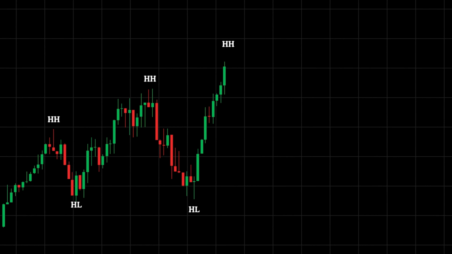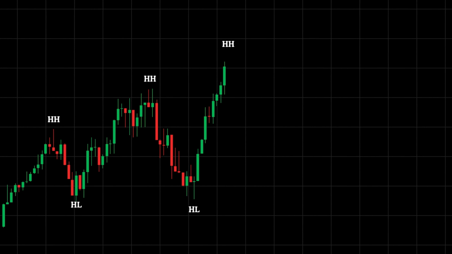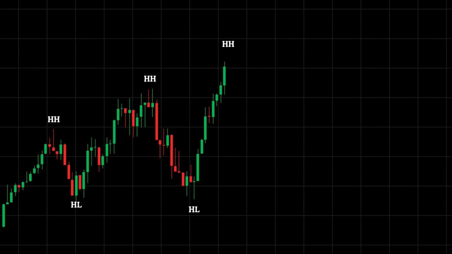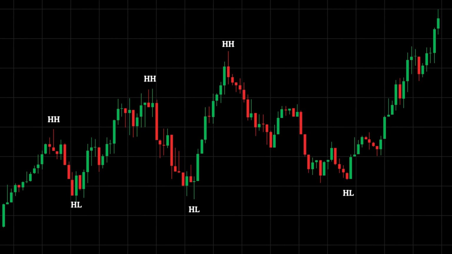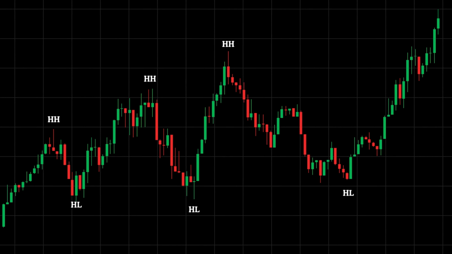First, notice how the market is in a clear uptrend. Price is forming higher highs and higher lows. Each time price pushes upward, it pulls back slightly, then moves even higher. That's a strong bullish structure.